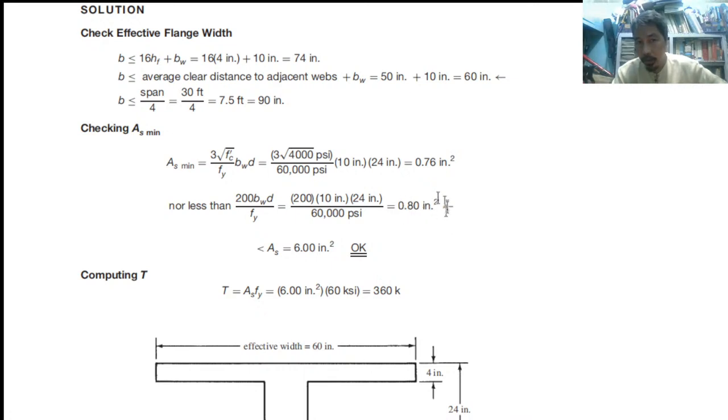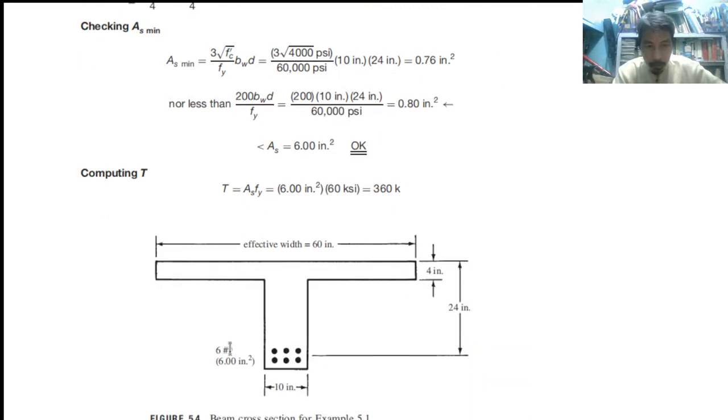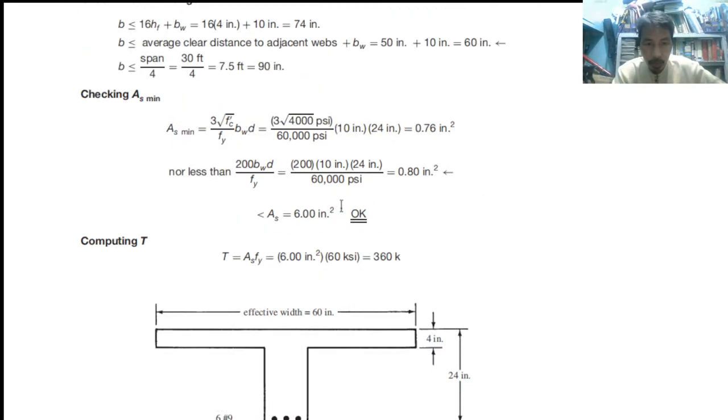Because we are confronted with minimum, the higher value must be the minimum. If we are talking about maximum here, therefore the lowest value is the maximum. So we are looking at minimum, the higher. Therefore, As is equal to 6 times number 9 bars, 1 square inch each. So, 6 square inches is greater than this minimum. So, it's okay. We can use that. We already confirmed.